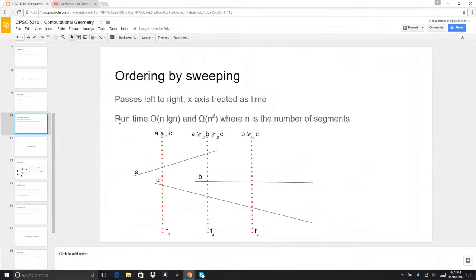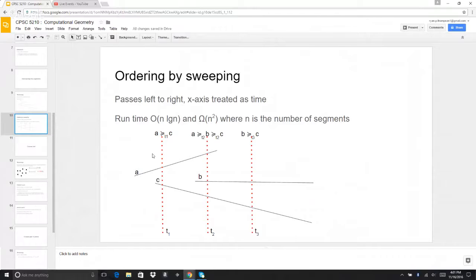Time for this algorithm is, if you were to sweep through all intervals of time, actually it doesn't really depend on time, it depends on the number of line segments that you have. So n is the number of line segments, again base 2, and the lowest runtime is n squared, where n is the number of segments. So here we would have 3 segments, so 3 log base 2 of 3 is our uppercase, and our lowercase is 3 squared, or 9.